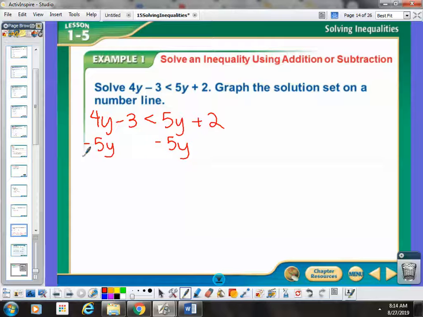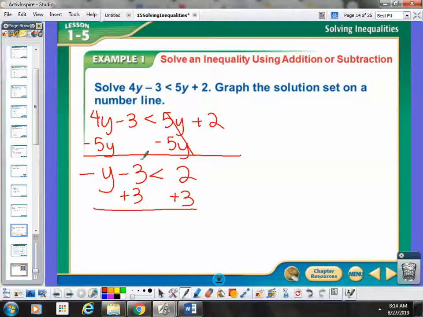That will combine some like terms. 4y minus 5y is negative y, minus 3 is less than 2. Keep going. We want to get the y by itself, so we know that we would add 3 to both sides of the inequality. So we have negative y, or the opposite of y, is less than 5. What could I do to get rid of that negative on the y? Divide by negative 1 or multiply by negative 1. It doesn't matter which one you do. Now, we are dividing by a negative number, so what did we say we had to do to that symbol? We have to flip it. So the solution is y is greater than negative 5.